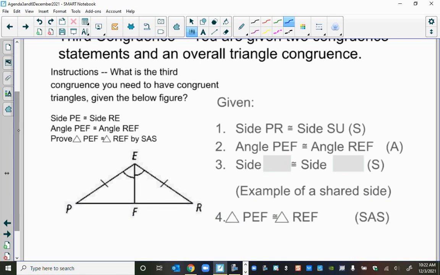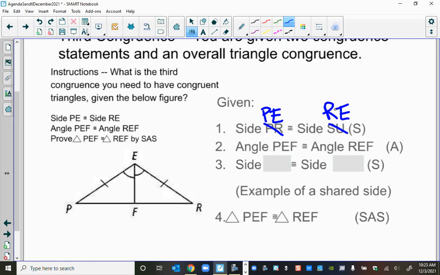Now, the next one I wanted to do this way, and we kind of saw this one before. So we said PE and RE. Oh, that's wrong. Okay. I made a boo-boo. That should be PE. Change this on your paper, please, if you haven't done so. Just cross out PR, make it PE. Cross out SU, make it RE. I forgot. Everything else should be good, though.